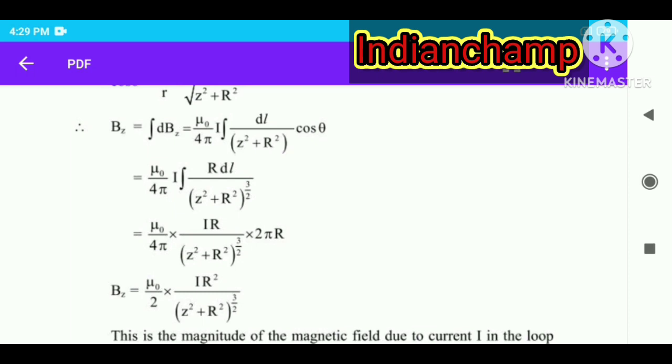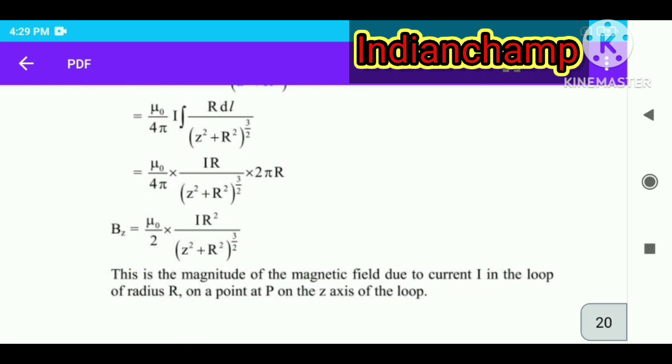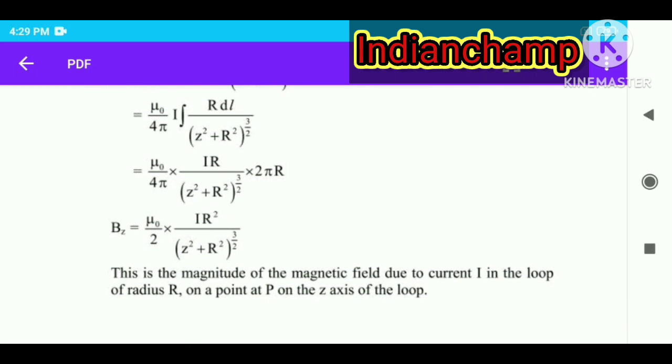This is equal to mu 0 divided by 4 pi into IR divided by (z square plus R square) raised to 3 by 2 into 2 pi R. Bz is equal to mu 0 divided by 2 into I R square divided by (z square plus R square) raised to 3 by 2. This is the magnitude of the magnetic field due to current I in the loop of radius R at the point P on the z axis of the loop.